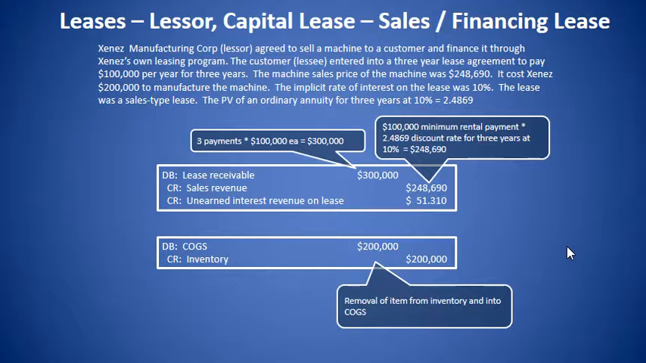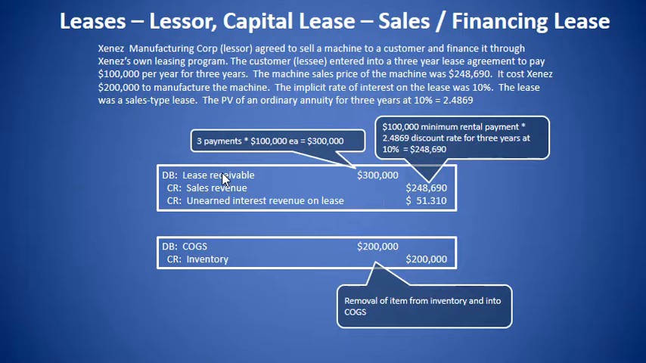Now let's take a look at this exact same problem without all the boxes. And now what we've done is, again, this is the exact same information, and we've created the debit and credit. Again, in this case, Zenez sold a $200,000 asset. I called it inventory in this case, and cost of goods sold is $200,000. So we removed the inventory and basically moved it into cost of goods sold.